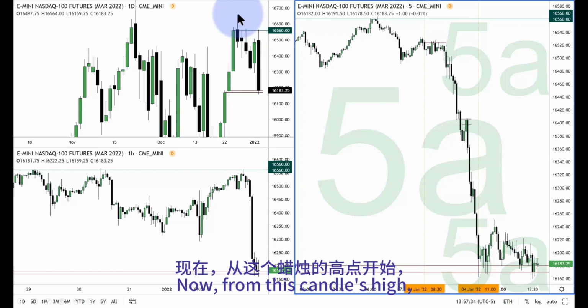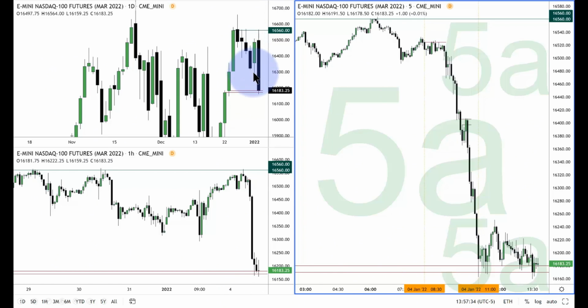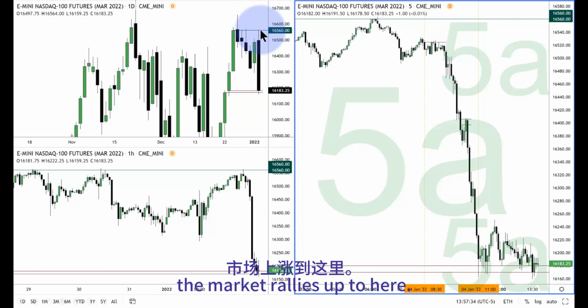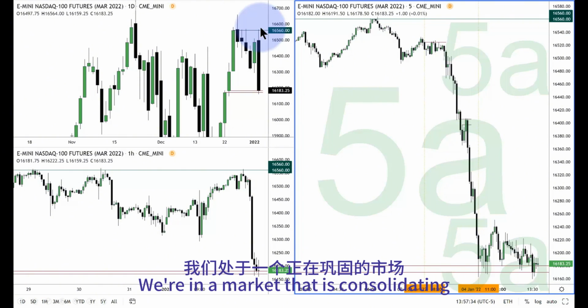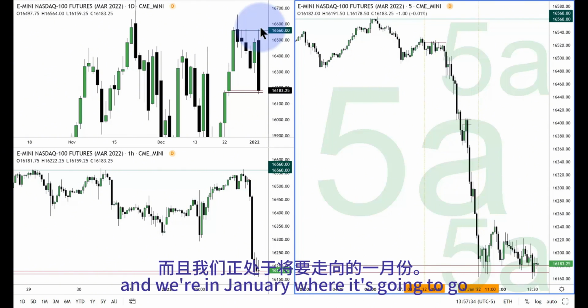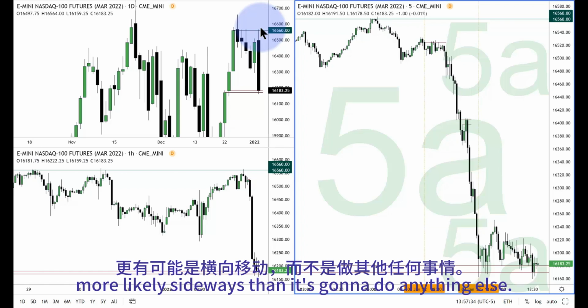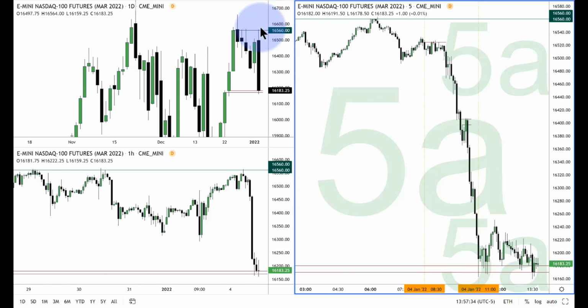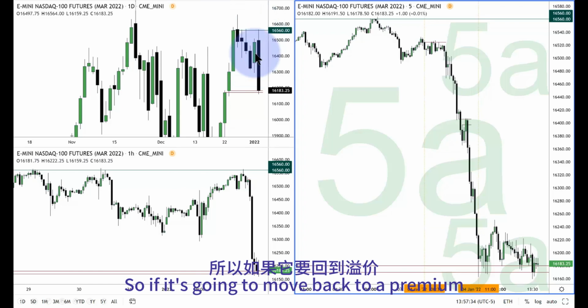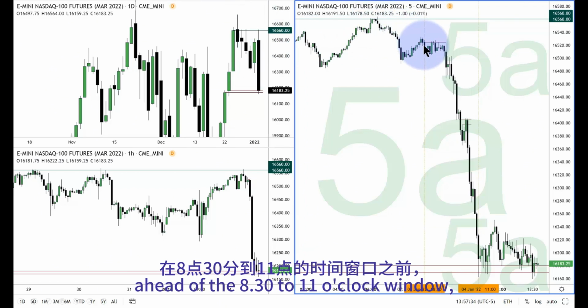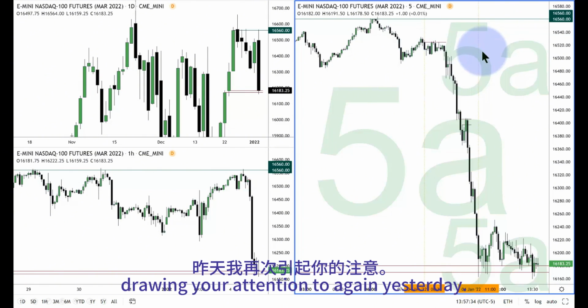Now, from this candle's high to this candle's low, we have an optimal trade entry, and the market trades up into that. So we are in a premium when the market rallies up to here. We're in a market that is consolidating, and we're in January, where it's more likely to go sideways than do anything else. So if it moves back to a premium and a rejection block, and it does so here, then we start to break down ahead of the 8:30 to 11 o'clock window, which is what I was drawing your attention to again yesterday.